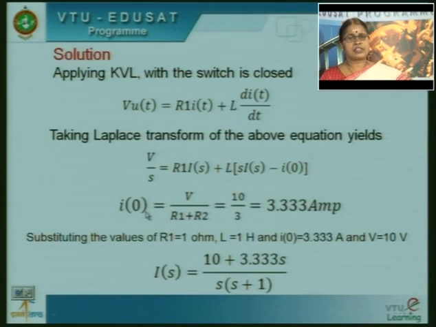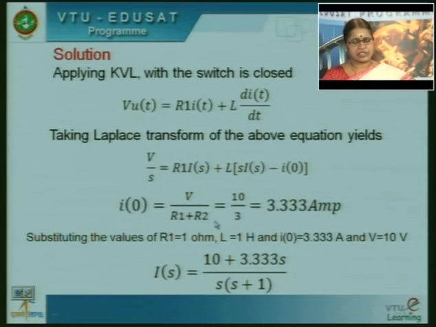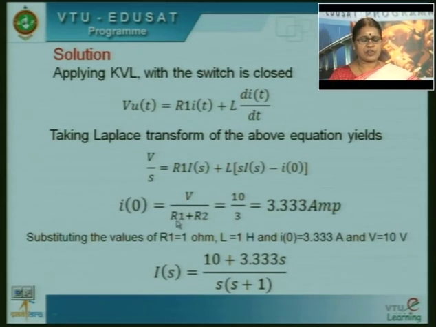So, I at 0 minus, which is also equal to I at 0 plus, is equal to V divided by R1 plus R2, because since the circuit has reached steady state condition, the inductor acts like a short circuit. So, there is no effect of inductor, and the current in the circuit at t equal to 0 plus is V divided by R1 plus R2.